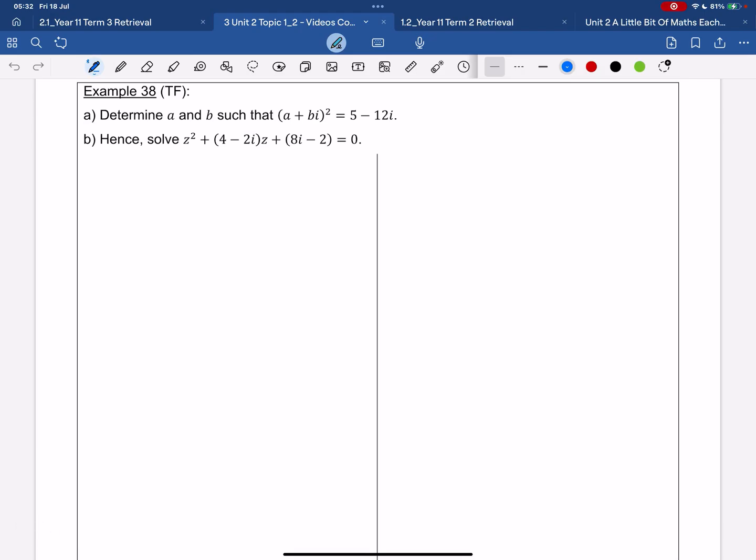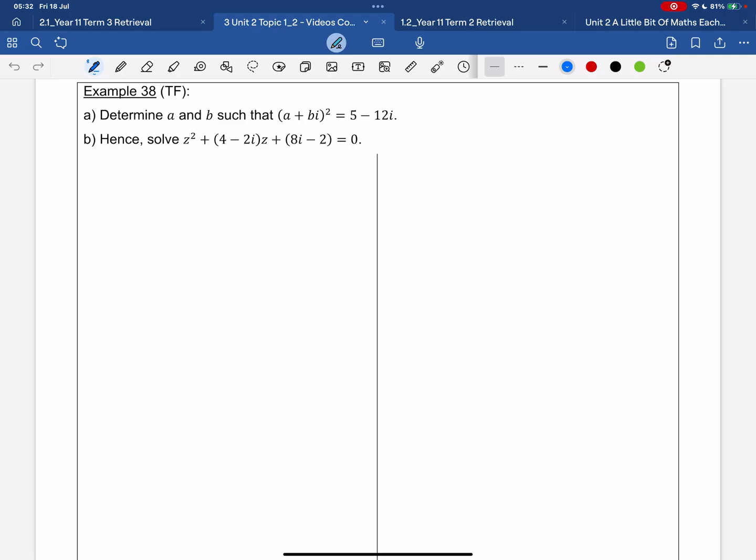All right, the following solving or factorizing question, I'm actually going to do the B part of it before I do the A part. So that gives you a little bit of insight into why we're asking you to do the A part of the question. Okay, so this says determine a and b such that (a + bi) all squared is equal to 5 minus 12i, and hence solve the equation z squared + (4 - 2i)z + 8i - 2 = 0.